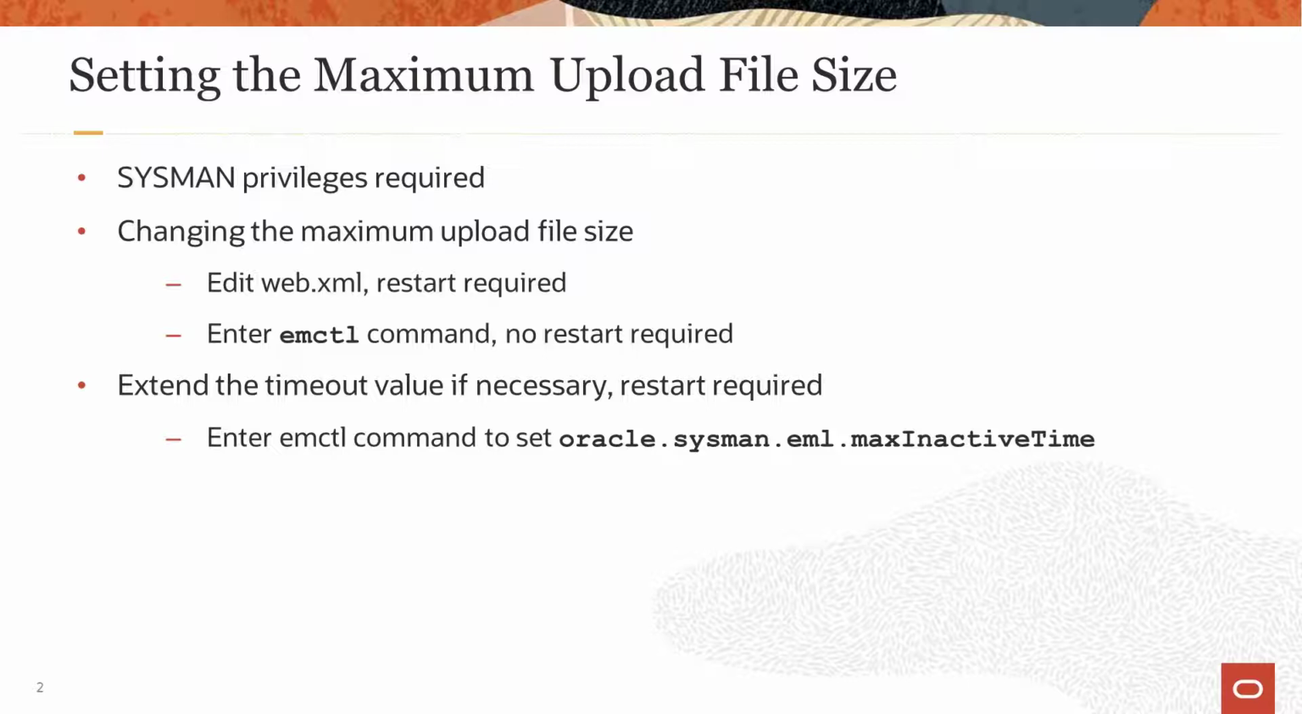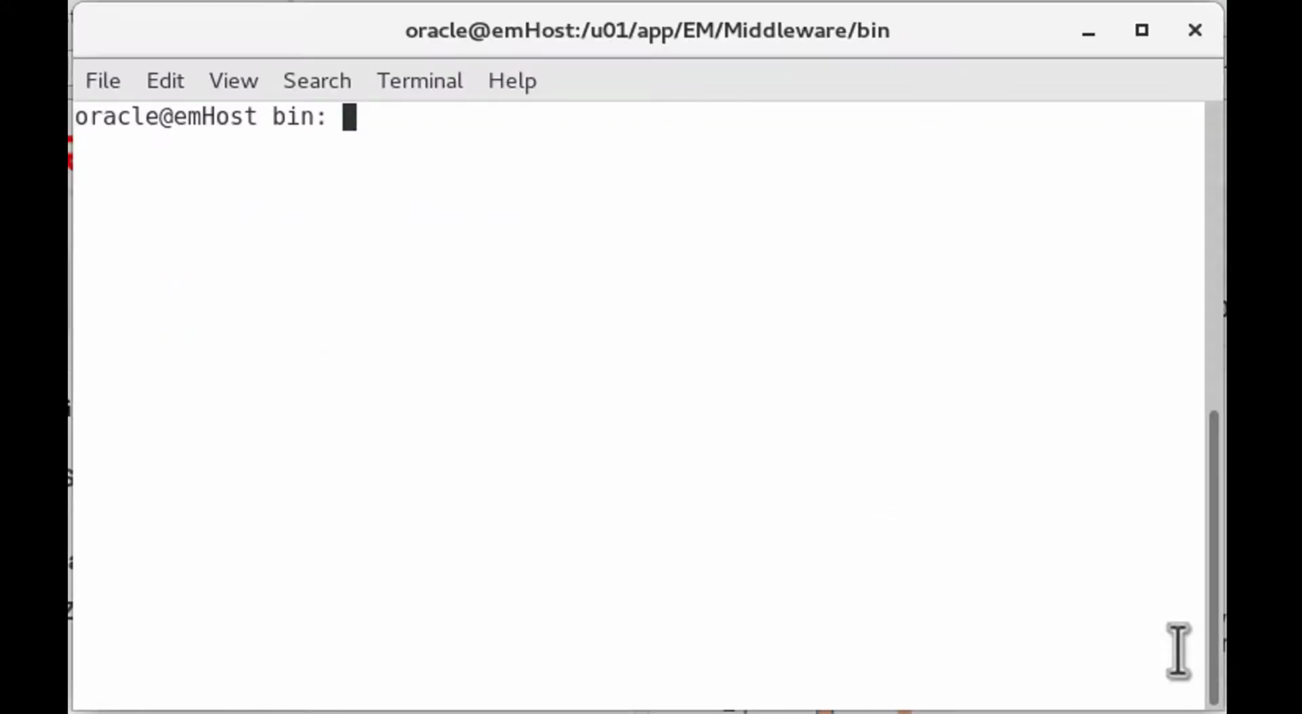Next, you see how to change the maximum upload file size with the emctl CLI, which does not require restarting the OMS. This terminal screen shows an SSH session started on an OMS server, which for this demonstration is named emhost. I'm logged in as the Oracle user because the Oracle user installed Oracle Enterprise Manager, and the CLI and supporting files belong to the Oracle user, although the execution of some commands requires the sysman password.